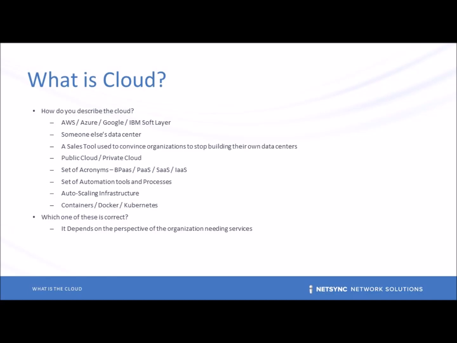Sometimes people just say there are only two kinds of clouds: public cloud and private cloud. Sometimes they say the cloud is business process as a service, platform as a service, all the as-a-service things. We hear these acronyms a lot, especially in marketing materials, and we want to try to clarify some of those. Some people think it's a set of automation and processes. Some people think it's auto-scaling infrastructure. Specifically, most of the big clouds use that kind of term to differentiate their cloud from someone else's cloud.